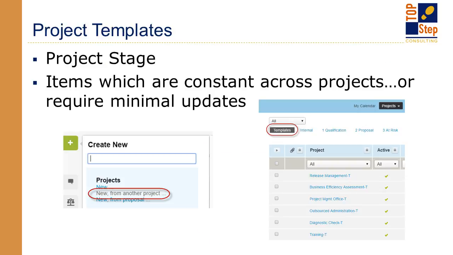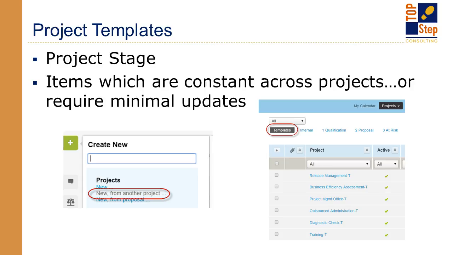So project templates here, generally we recommend that, as you can see here, a separate stage is set up for the project templates so that you've got those dedicated templates in there. You can keep the constants across projects. You can make those specific to your offerings. So if you have a template for a release management or a template for outsourced administration training, you can set those up as they should be copied and pasted, if you will, from project to project. And it keeps those constants.